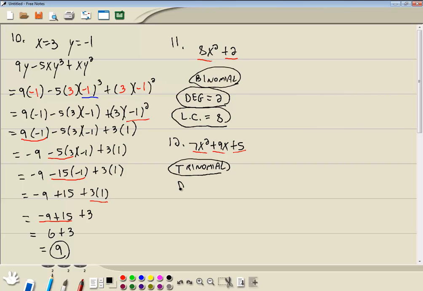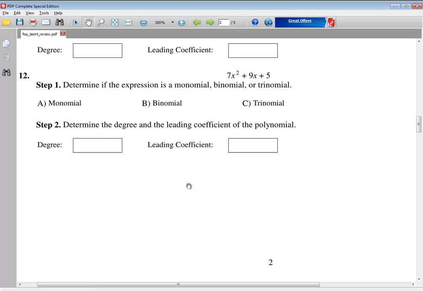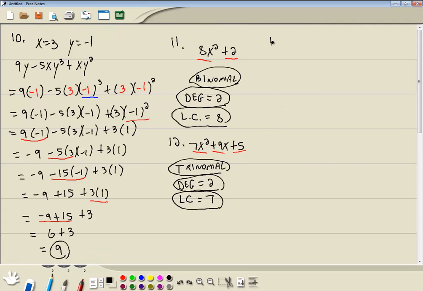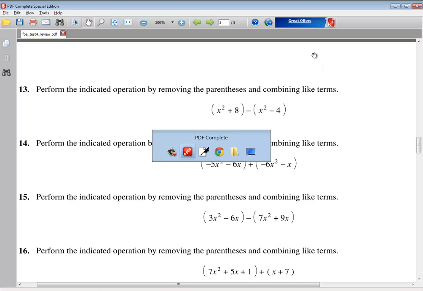Now our degree. Our degree is the largest power of x if all you have is x's, so it'd be 2. Now our leading term is that when it's in standard form, which this is, x squared, x, no x, your leading term is your first term. And the leading coefficient will be the number that's in front of it, which is 7. And those are our answers. Okay, let's take a look at number 13. We got x squared plus 8 inside of parentheses minus x squared minus 4.